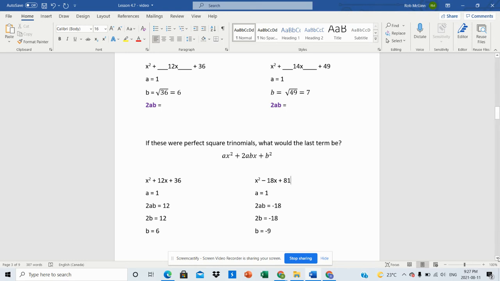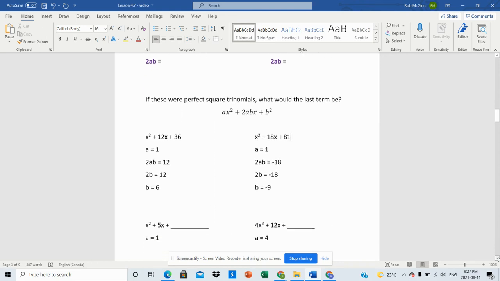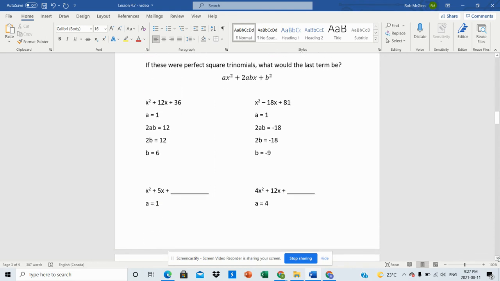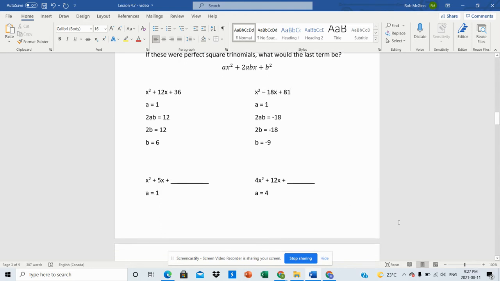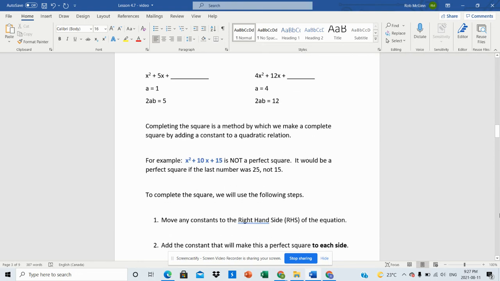All right, so we're getting the hang of this, but let's try 2 more here, and these ones are a little bit tougher. I'm actually just going to move them right down to the next page.